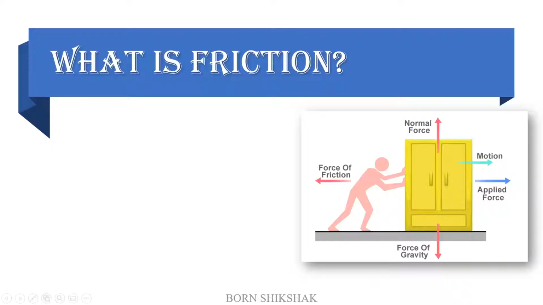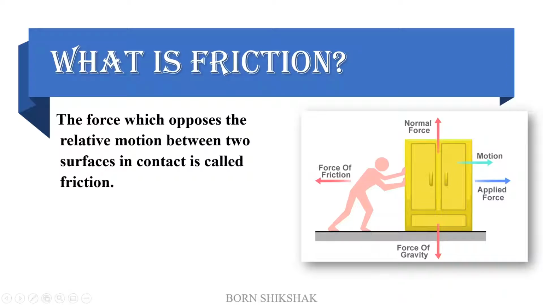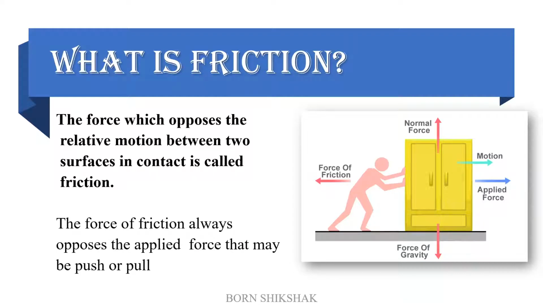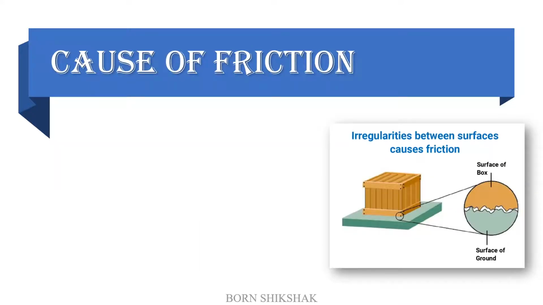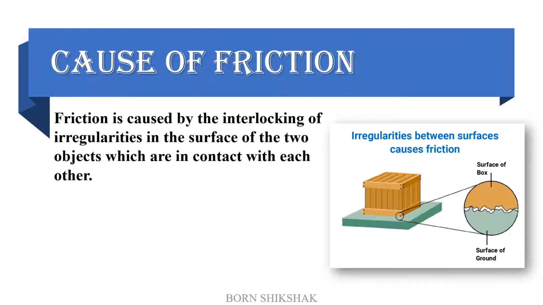What is friction? The force which opposes the relative motion between two surfaces in contact is called friction. The force of friction always opposes the applied force that may be push or pull. Cause of friction. Friction is caused by the interlocking of irregularities in the surface of the two objects which are in contact with each other.